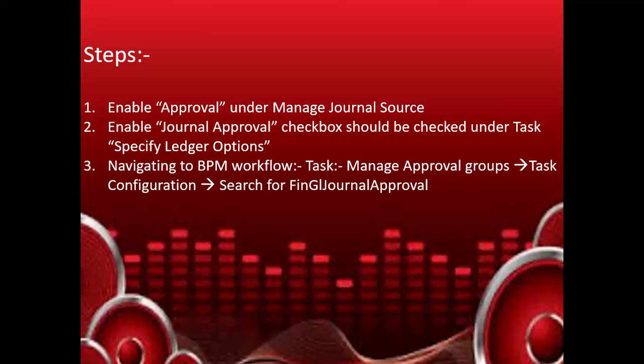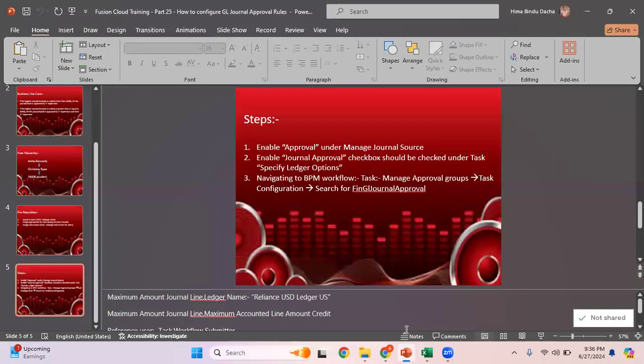So the first step would be to get into journal source setup and then enable the approval checkbox. After that, the next step would be to ensure the journal approval checkbox is also enabled under the concerned ledger as well. And then we need to navigate to BPM workflow to set up the journal approval rules. So let's start with the first step, enabling of approval under journal source. The task would be manage journal source.